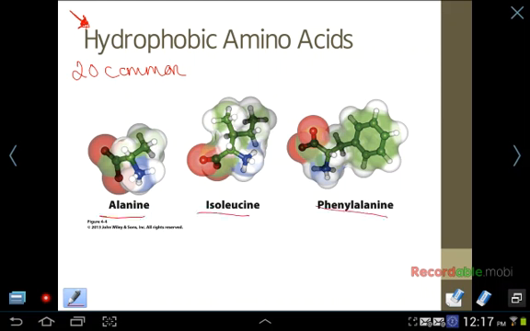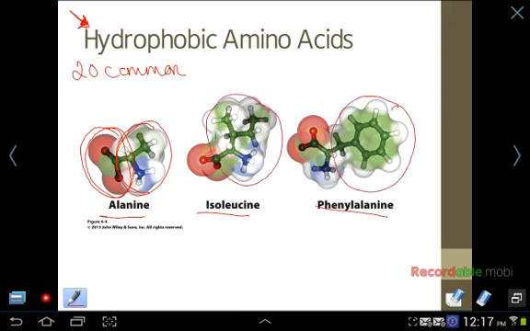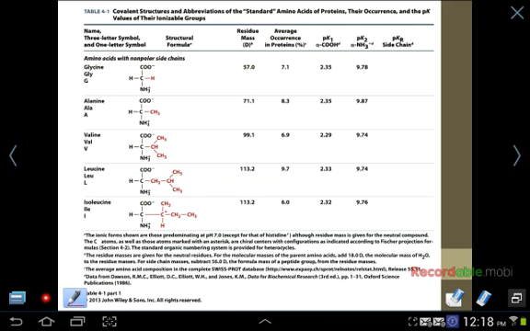And if we look at our electron density or our polarity, we can see that we definitely have a polar region here with the carboxylic and the amino group. However, the R functional group we can see is very non-polar in all three of these. And there's not just three, there's more. So let's go look at our table.